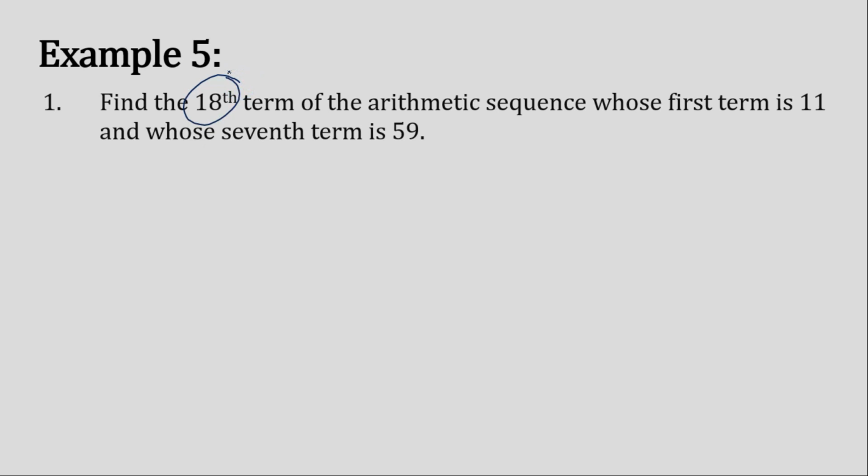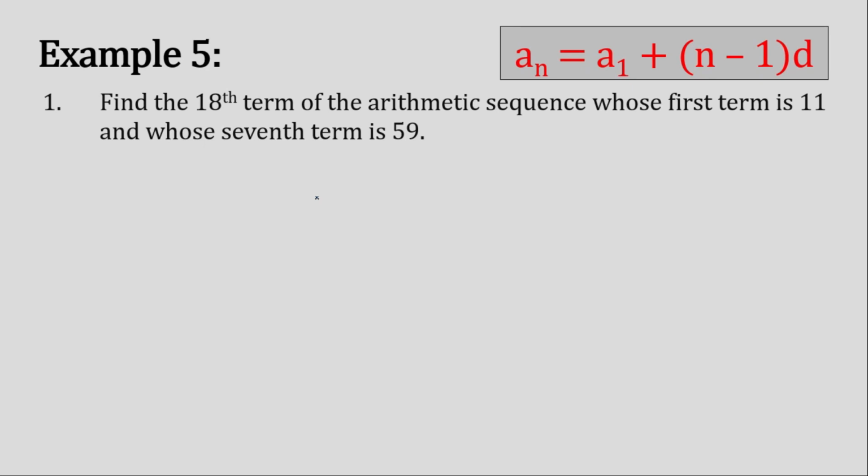Find the 18th term of the arithmetic sequence whose first term is 11 and whose seventh term is 59. So again, this is a sub 7, this is a sub 1, and this is a sub 18. We are asked to find a sub 18. Now again, let's remind ourselves with the formula. Then let's write the given.